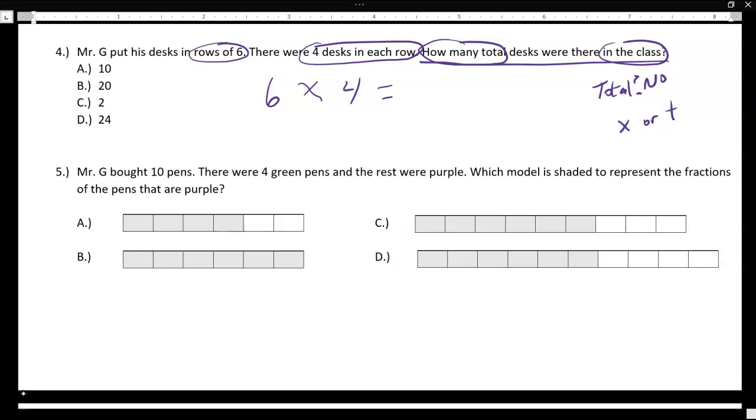Think of it this way. If I have 6 rows and there's 4 desks in each row, I need 6 of these because there's 6 rows, right? What am I making here? If I'm making an array, usually what operation am I doing? Multiplication. So 6 times 4 is what? D, 24.